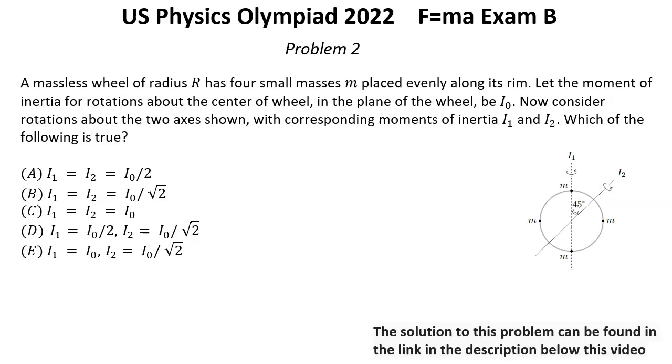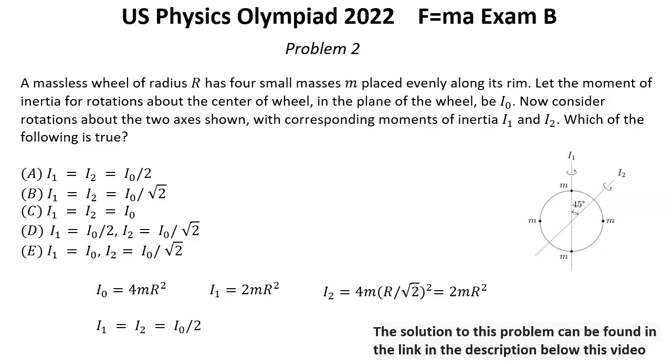Solution for problem number 2. By the definition of moment of inertia, we have I0 equals 4 times mr squared, I1 equals 2 times mr squared, I2 equals 4 times m times (r over square root of 2) squared, which is 2 times mr squared. It means that we have I1 equals I2 equals I0 over 2. That's answer A, and that was the solution for problem number 2.